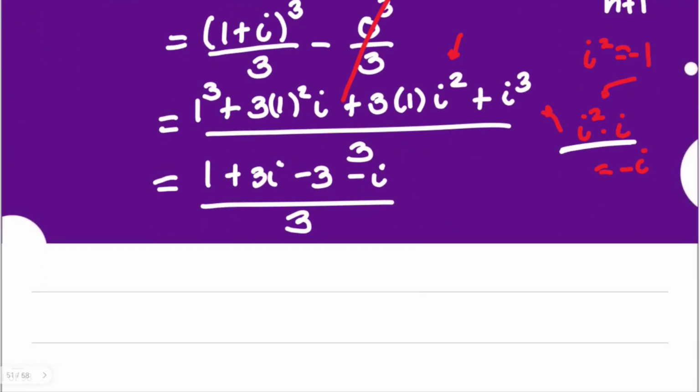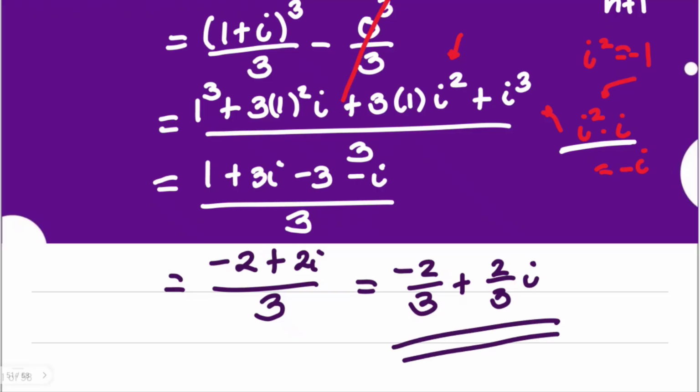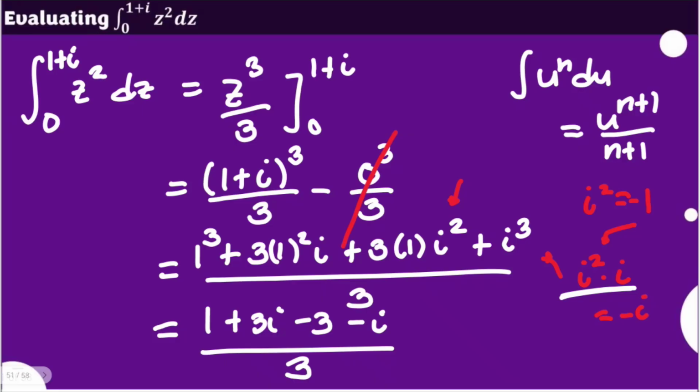Combining the terms on our numerator, 1 minus 3 is negative 2. 3i minus i is positive 2i, over 3. And since none of the terms can be simplified further, you can even break this into two terms just to see the real part, which is minus 2/3, and the imaginary part, which is 2/3 i, containing the imaginary unit i. This is the result for this integral of z squared dz from 0 to 1 plus i.